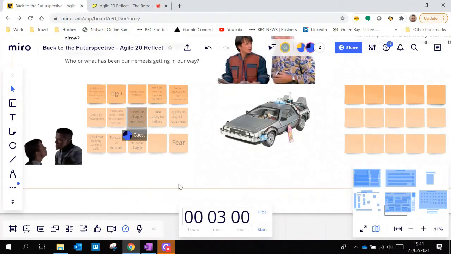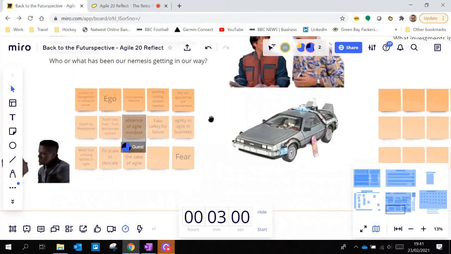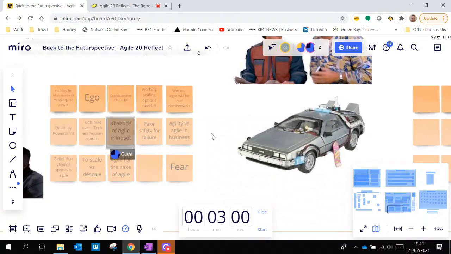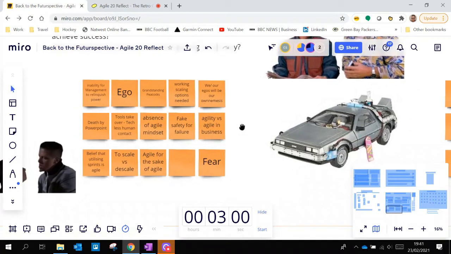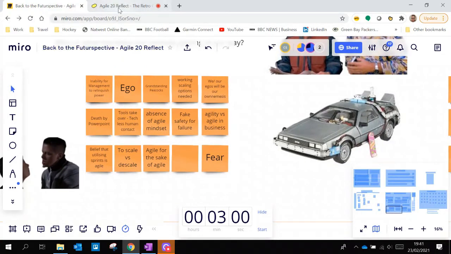Lots of good things coming out here. So fear, ego, grandstanding peacocks. I'd love to have someone explain what they mean by that. Yeah, I'll do that. I put that one down.